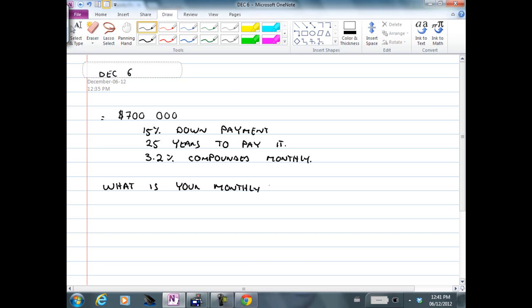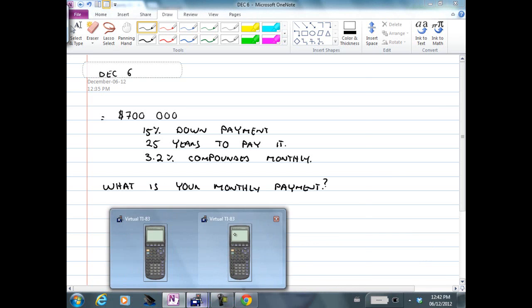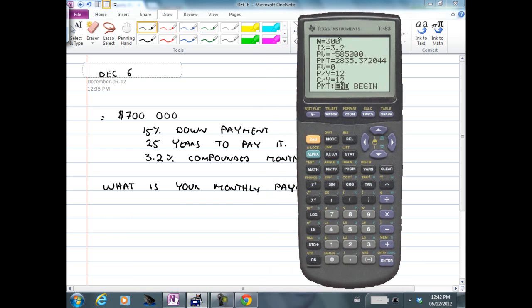So this is called mortgages. Monthly payment. I'm going to pause it and let you have this. Right off the bat, I know I'm going to use the TVM solver. So let's grab my TVM solver out. First of all, my N value is going to be 25 times 12, which is 300. My interest is 3.2%. My present value, I don't know what it is. That's what I'm looking for.